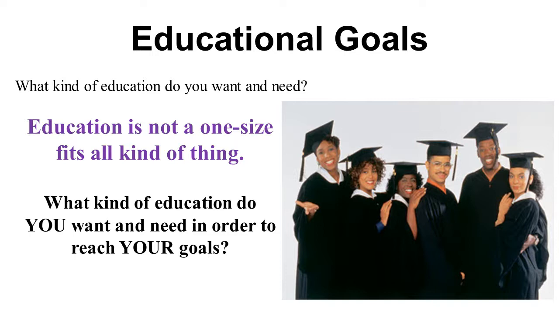Too many students assume that their school knows best and that the school will give them a good education. But how could they? Each student is different. The education needed to reach each student's goal is different from the other students. Education isn't a one-size-fits-all kind of thing. Consider your lifetime and your educational goals and decide what kind of education is best for you, and then make a plan on how you will get that education.